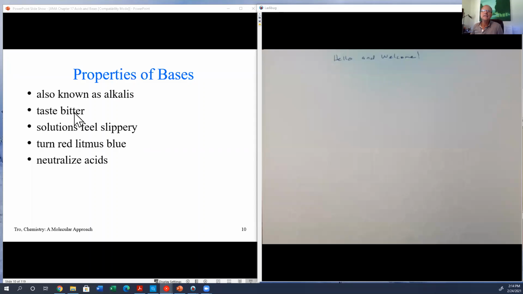And unlike the sour taste in acids, which oftentimes is enjoyable, right? So people add lemons and limes and vinegar to things all the time, right? Because we enjoy that sour taste. The bitter taste of bases is usually not very enjoyable, at least not at first. Sometimes it's an acquired taste, but typically we don't like the taste of bitter. And that's because many organic poisons are actually bases, right?